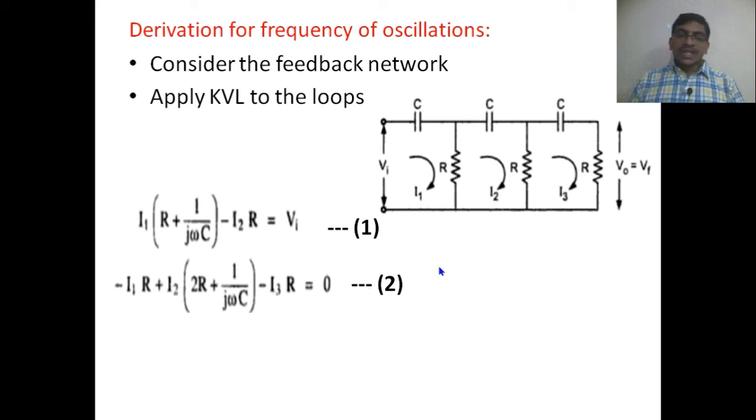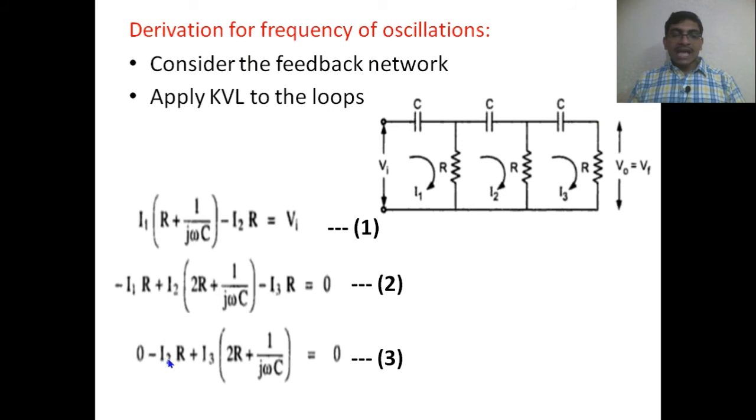which is equation number 2. If you apply the KVL for loop 3, what we get here is (I3 minus I2) into R plus I3 into 1 by j omega C plus I3 into R. This equation can be rearranged as 0 minus I2 R plus I3 into 2R plus 1 by j omega C is equal to 0. So by this 0, because there is no I1 term in the third loop.